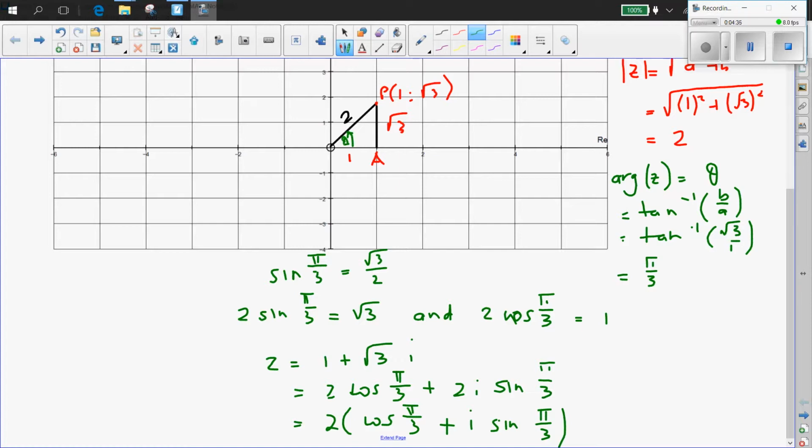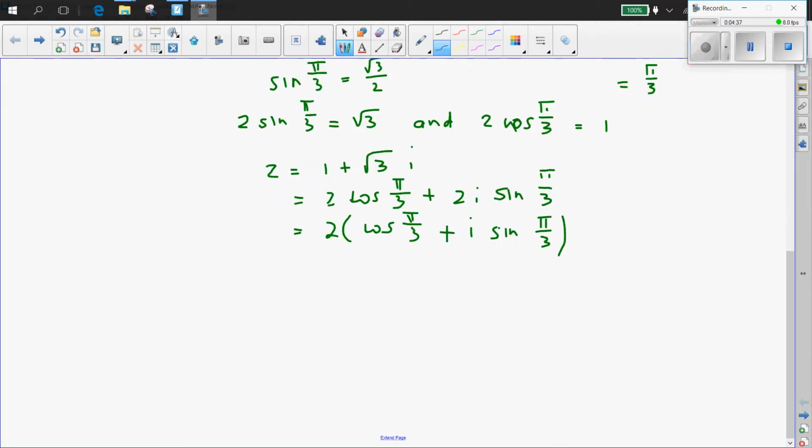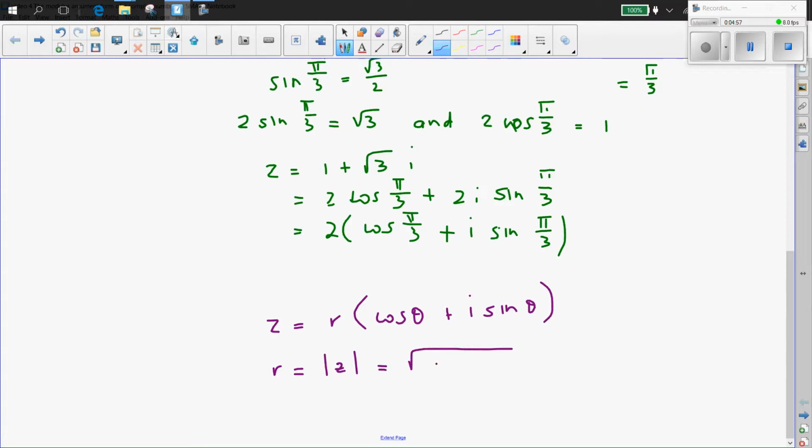We're now going to generalize. So in general, we can say that z equals r into cos of theta plus i sine of theta. r is the modulus of z, and remember we worked it out as the square root of a squared plus b squared. Theta is the argument of z.